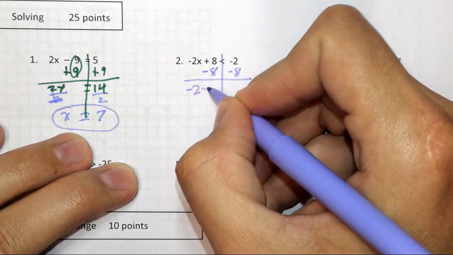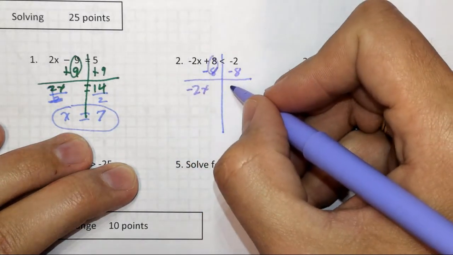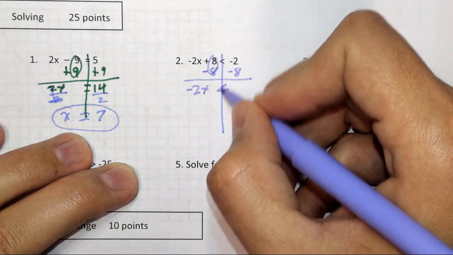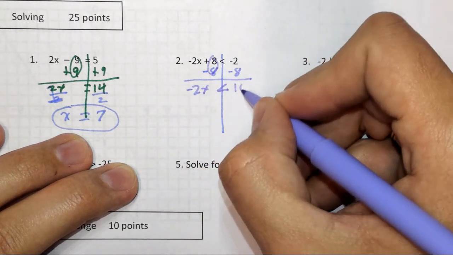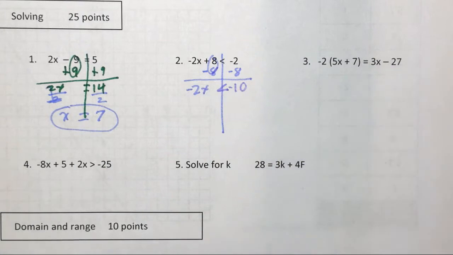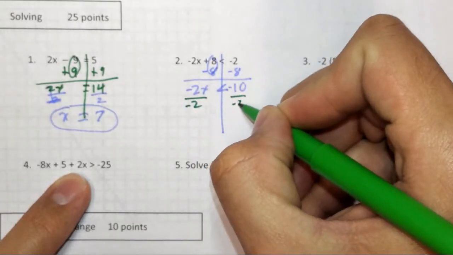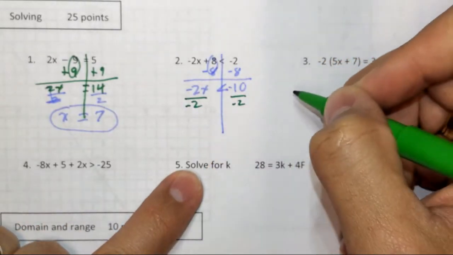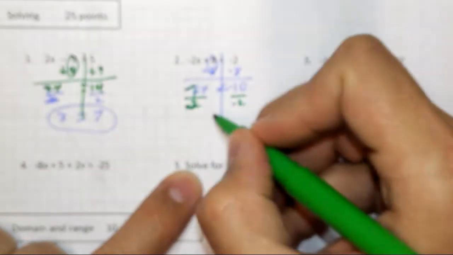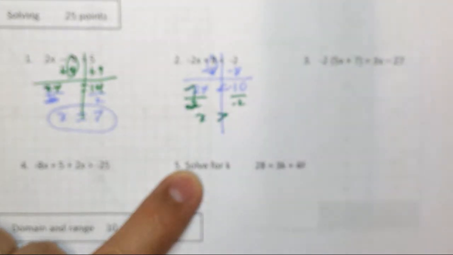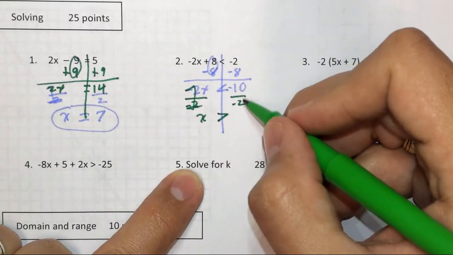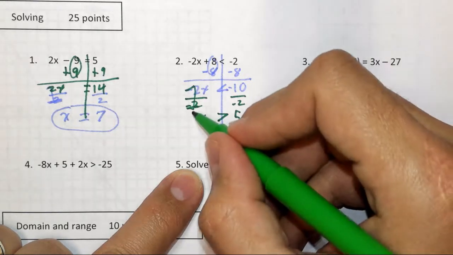So we have negative 2x, that goes to 0, and that stays the same for now, and this becomes negative 10. Then we're going to go ahead and divide by negative 2. Since we have divided by negative 2, that cancels to 1 here, we get the x, and it switches the sign. Negative 10 divided by 2 is going to be positive 5.